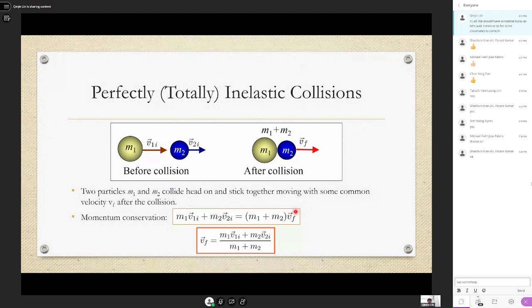Okay, so there's no need to memorize that for perfectly inelastic it will look like that. You don't need to memorize. Just know the main concept, and you will write it out for any particular scenario. The one in the red box here is just making VF the subject.